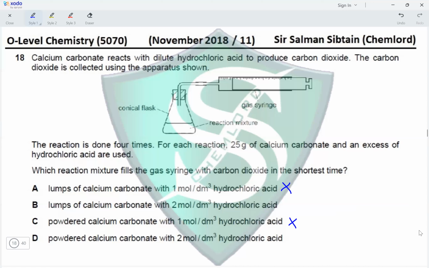Now comparing B and D. B says lumps of calcium carbonate. D says powdered calcium carbonate. So powdered would be better than lumps. Eliminating option B. This results in option D being the correct option for this question.